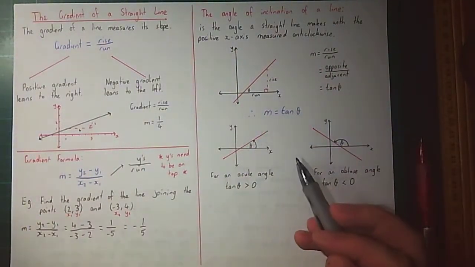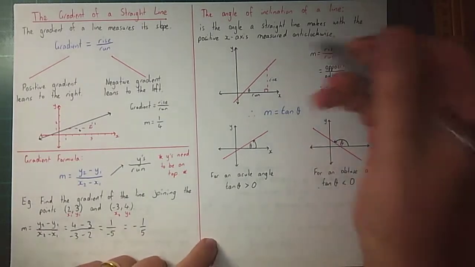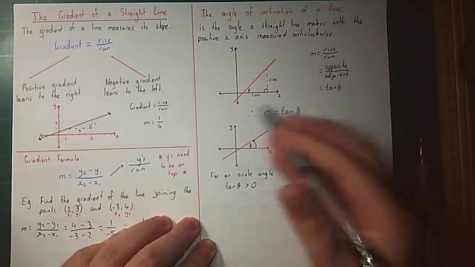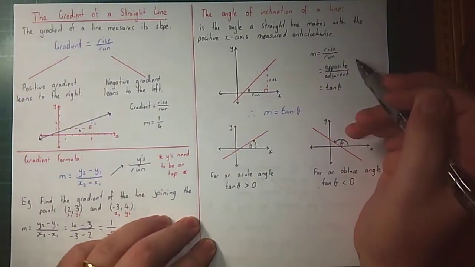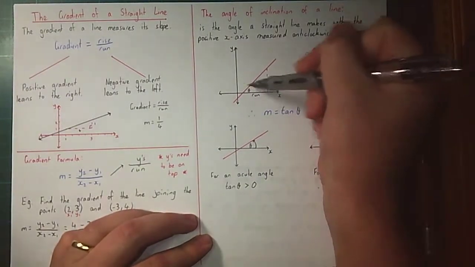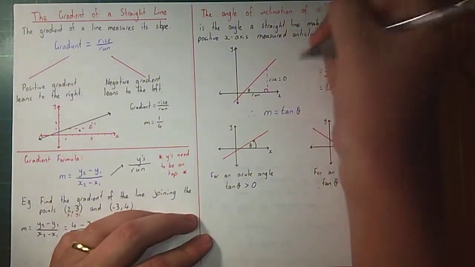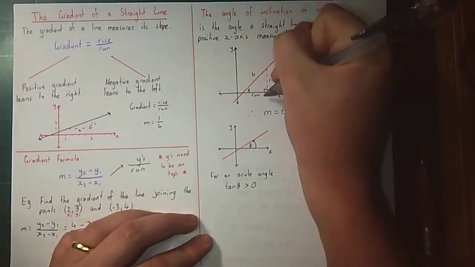Essentially, if we think about this, we've got a line, that's the rise, that's the run. We know that that's the gradient, rise over run. Well, given theta, if we were to label these, this is our opposite, this is our hypotenuse, and this is our adjacent.